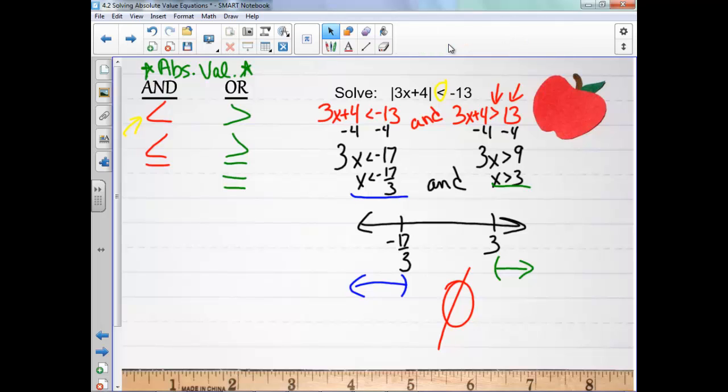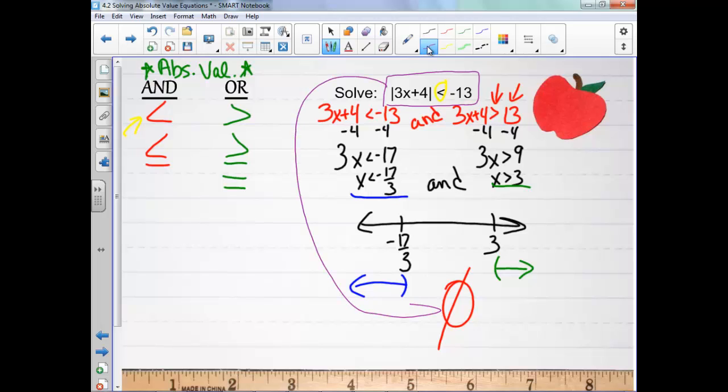Notice though, back at the beginning, we wanted when an absolute value is less than a negative number. And we all know that absolute values are positive. So if you catch that right away, you can go straight to no solution. Because an absolute value is never going to be less than a negative number. And now this is all for section 4.2.